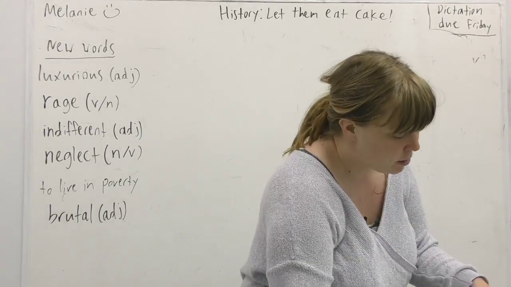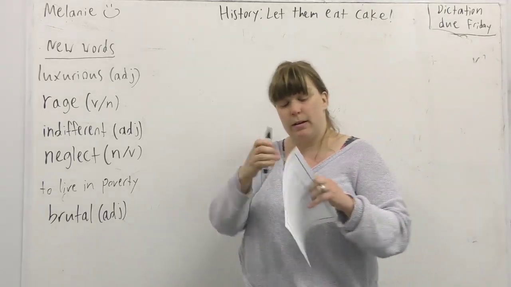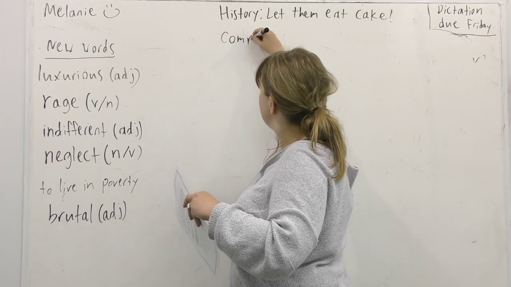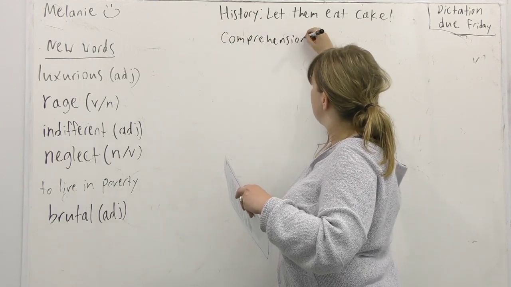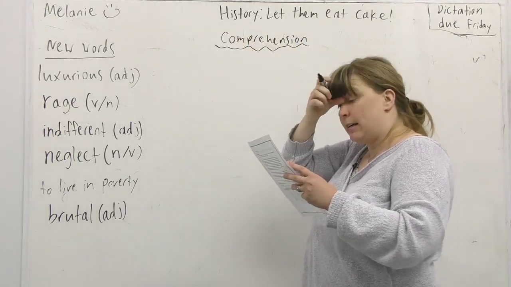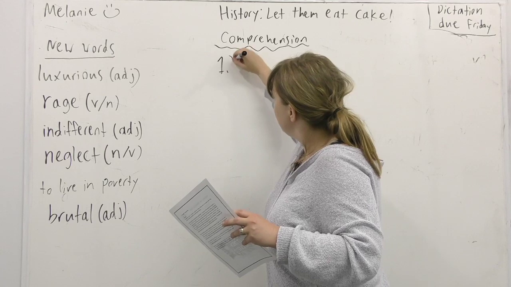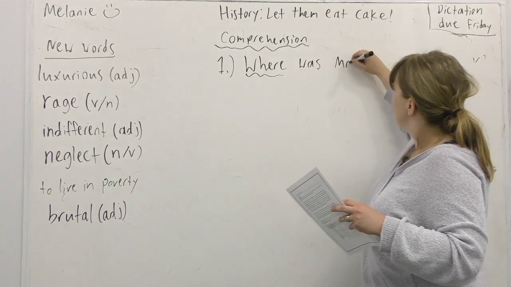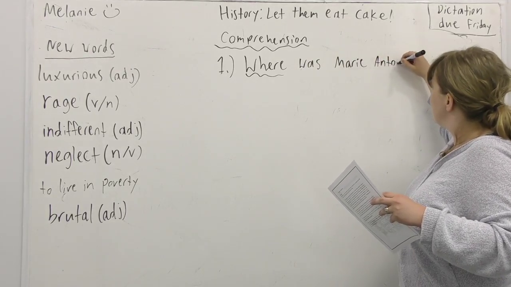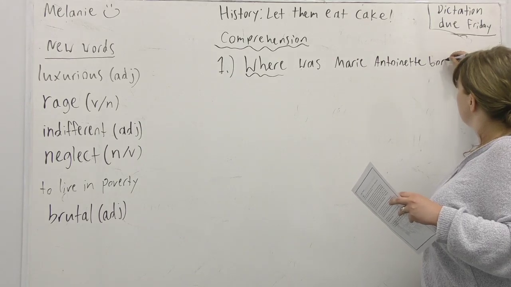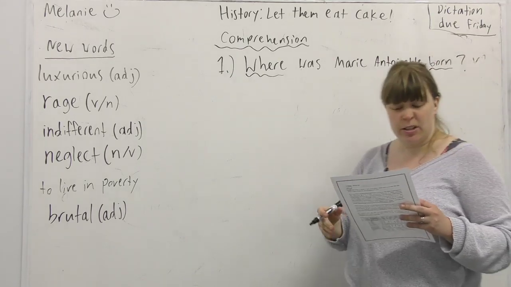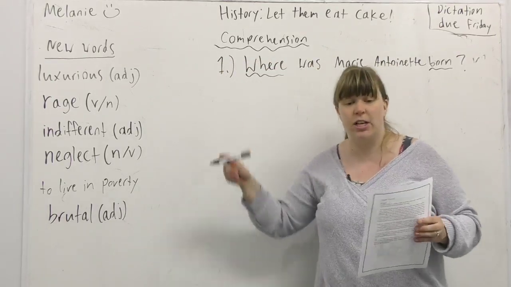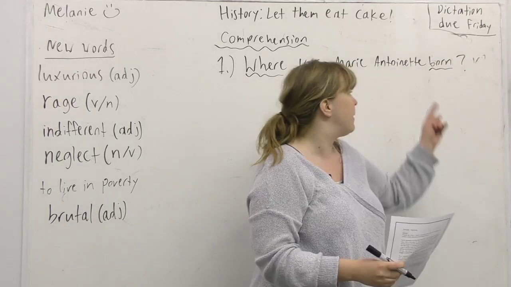And let's go over the comprehension quickly. Let's just make sure we know what information we're looking for. Comprehension. That means to understand. Okay. So number 1 is a where question. Where was Marie Antoinette born? Okay, so these are your key information to look for. Keywords. Where was Marie Antoinette born?